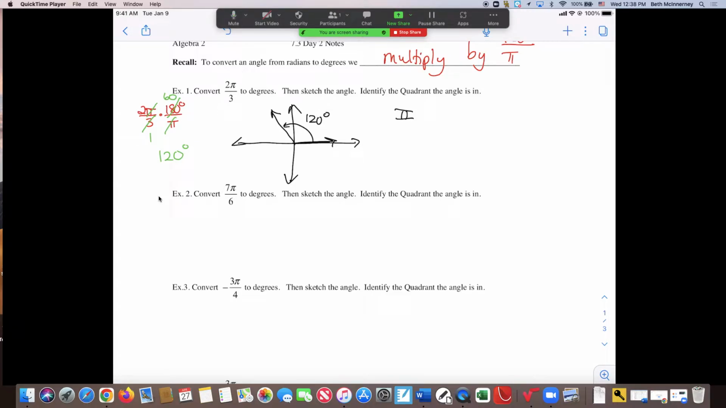So really, we're actually not going to be doing anything new today. Yesterday, we learned how to convert from degrees to radians, radians to degrees, revolution to degrees, and revolutions to radians. Today, I'm going to take you back through 7.2, but all in radians.